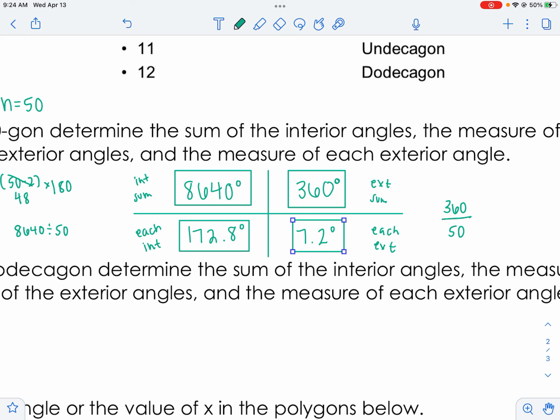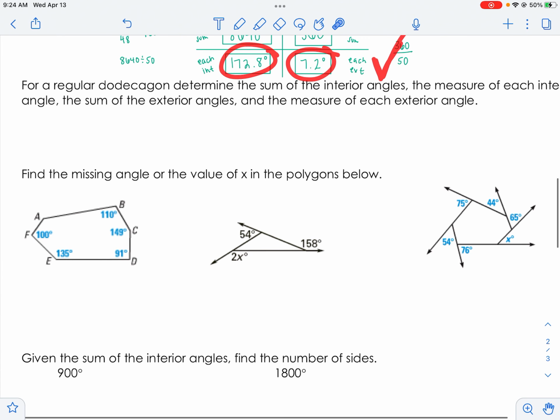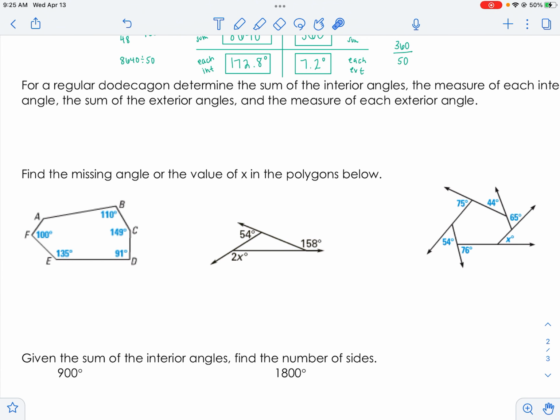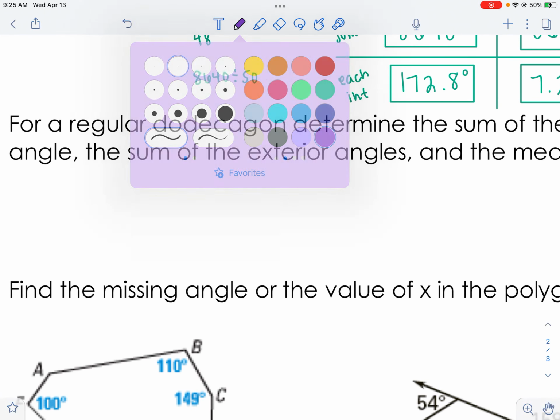Now, the quick way to check this is now that I've used all my formulas, I'm just going to double check, do these numbers add up to 180? And they do, which means that I did it correct. So taking a look at the next one, it says for a regular dodecagon, so now n is going to equal 12.